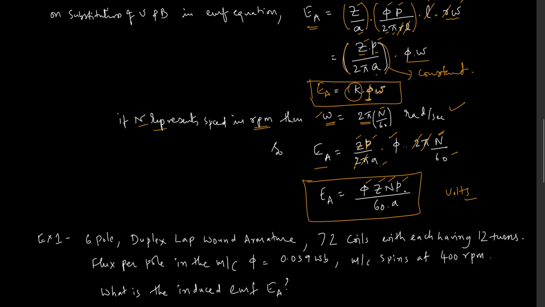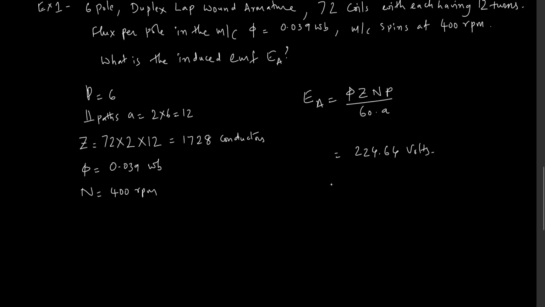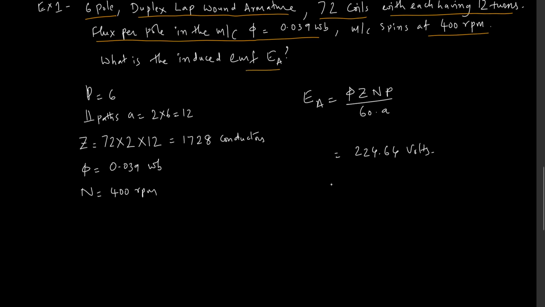So this is the simple derivation for the EMF induced in the armature per circuit. I have taken two examples here. A 6-pole machine, duplex lap wound armature, 72 coils with each coil having 12 turns, and the flux per pole in the machine is phi equals 0.039 Webers, and the machine spins at N equals 400 rpm. What is the induced EMF?